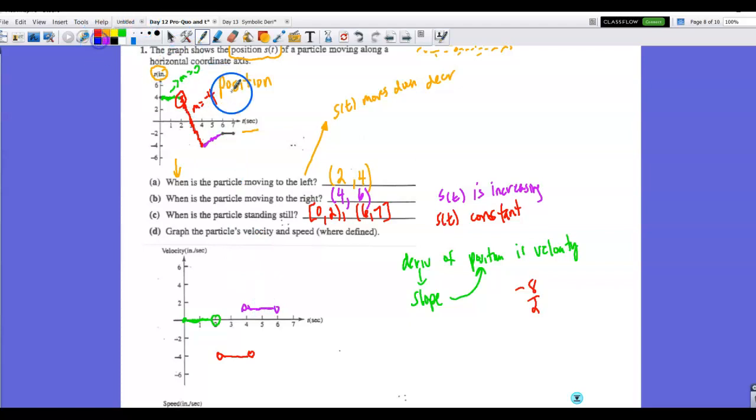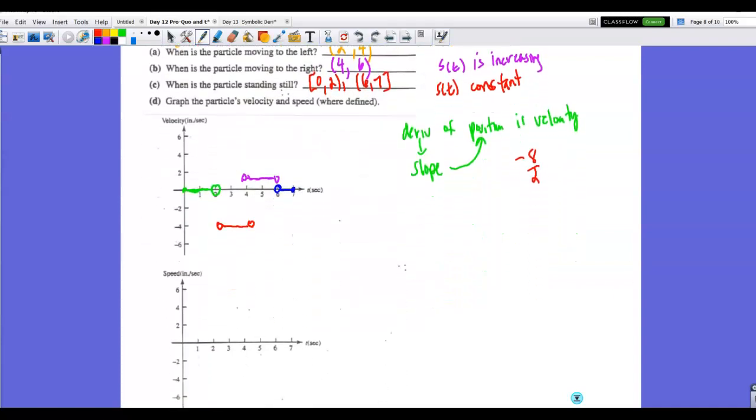And then finally, the last segment, we can see right here that the slope is constant, and we have a horizontal slope. The slope is 0 from 6 to 7. So open at 6, closed at 7, and that is the graph of the velocities, or the slope of the position function. That's letter D.